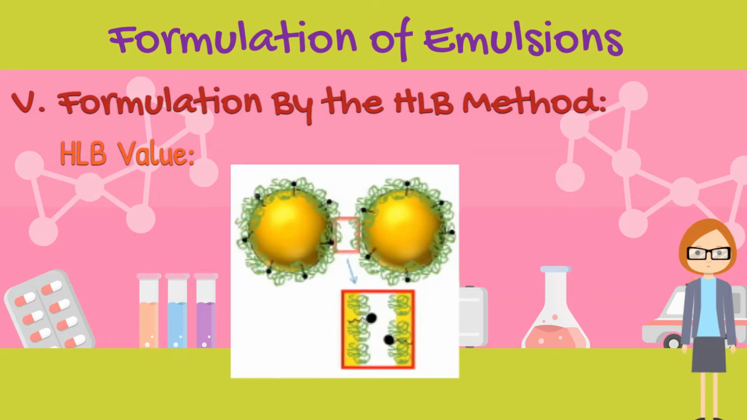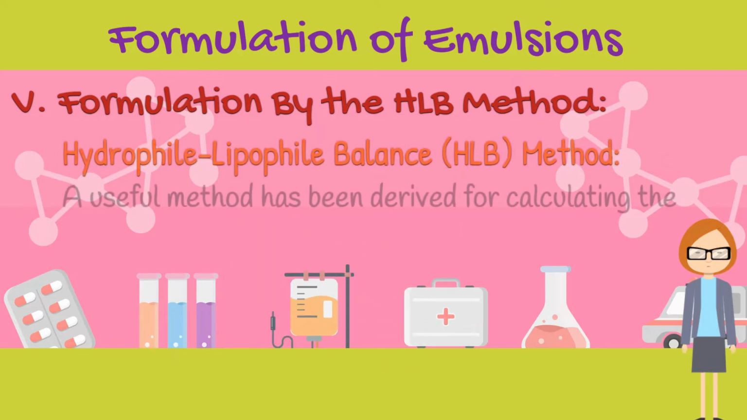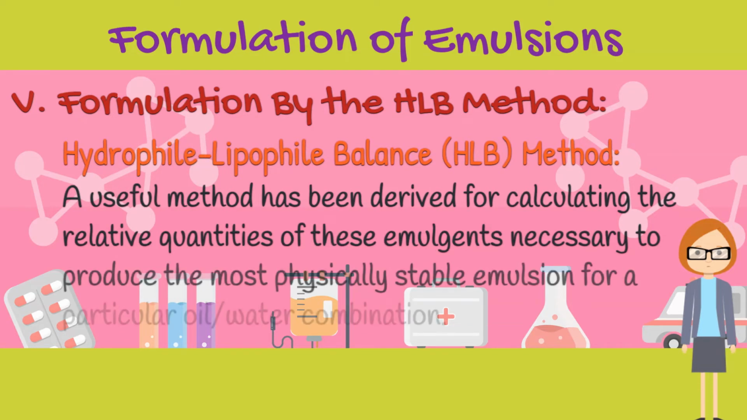Physically stable emulsions are best achieved by the presence of a condensed layer of emulgent at the oil-water interface, and the complex interfacial films formed by a blend of an oil-soluble emulsifying agent with a water-soluble one produce the most satisfactory emulsions. A useful method has been derived for calculating the relative quantities of these emulgents necessary to produce the most physically stable emulsion for a particular oil-water combination. This is called the hydrophile-lipophile balance, or HLB method.